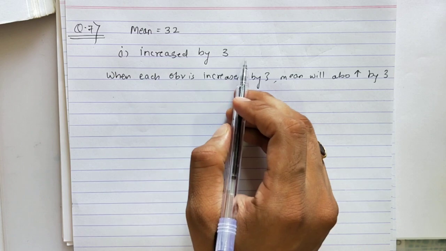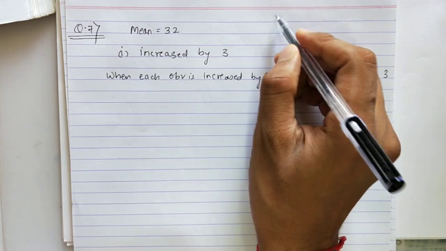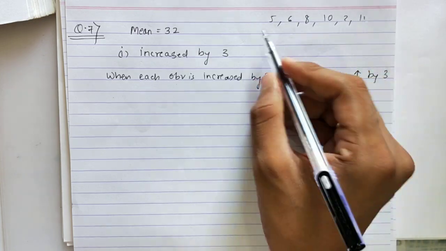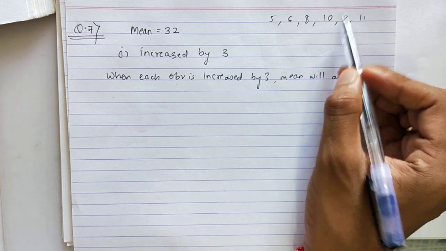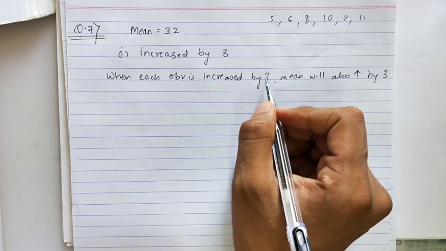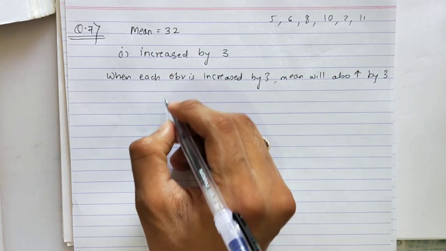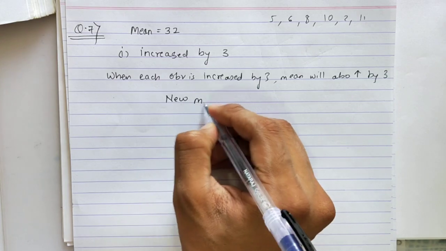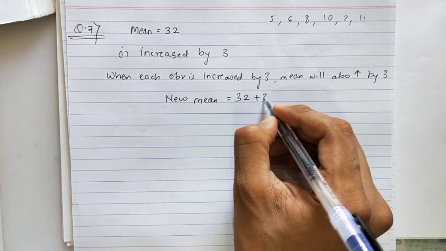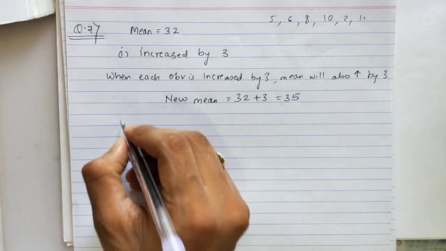We just have to write that if there are 5 numbers like this, 5, 6, 8, 10, 2, 11, if each of these observations is increased by 3, whatever the mean is, the mean will also get increased by 3. So we don't have to solve it again. Whatever mean we have, we just have to increase that mean by 3. So the new mean is 32 plus 3, that is 35. Okay, this is how we did the first sum.